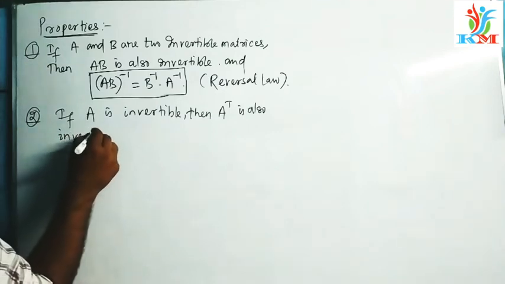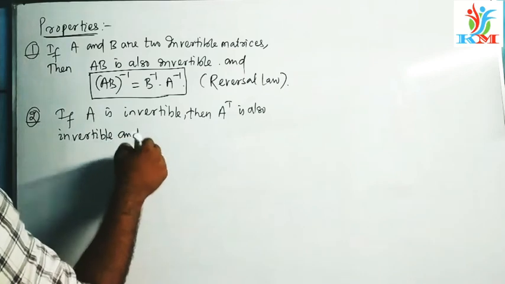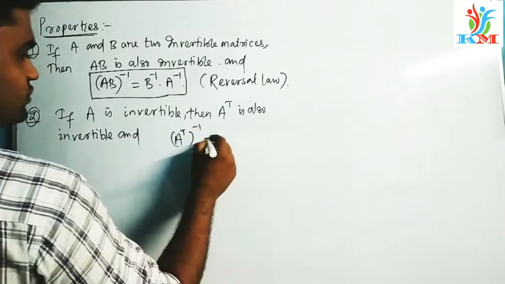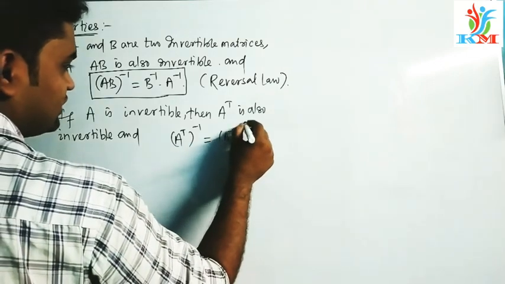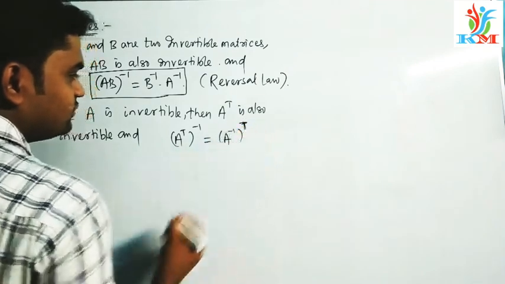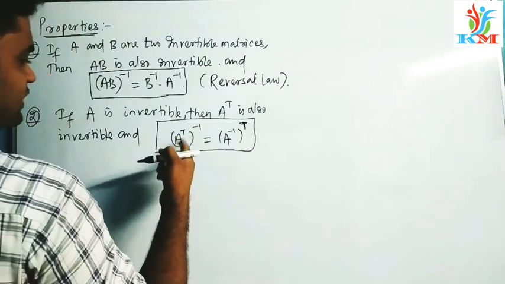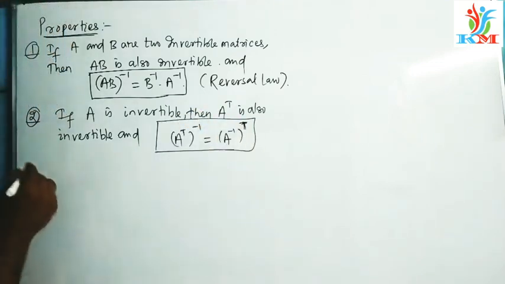A transpose is also invertible, and the inverse of A transpose is equal to the transpose of A inverse. That means inverse of A transpose is equal to transpose of A inverse.